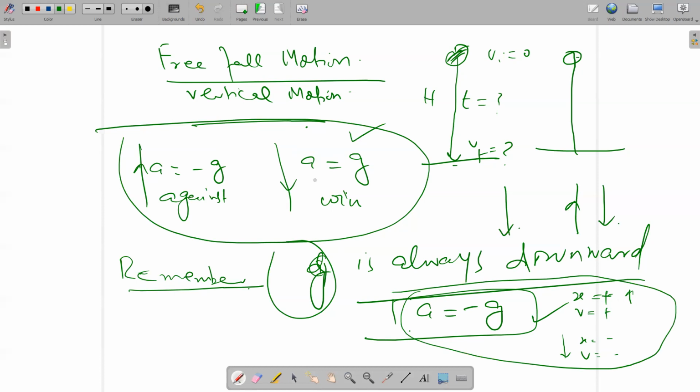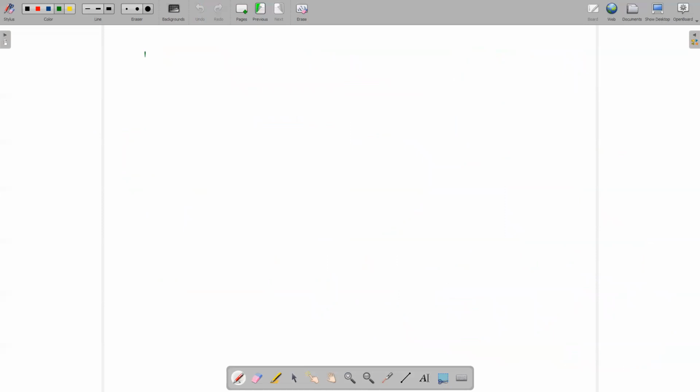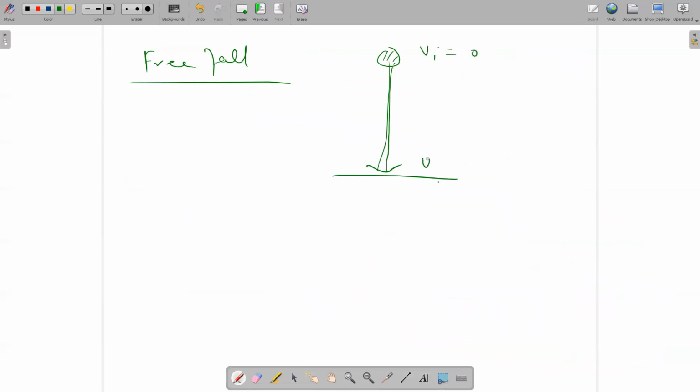I think it's better for you because you are already familiar with these notations. So let's see, the body is moving, falling downward. If the body is falling downward, this is free fall motion, free fall. So here is the ball, it is falling down. Initial velocity is always zero, and final velocity you can find, time you can find, and the distance h you can find.